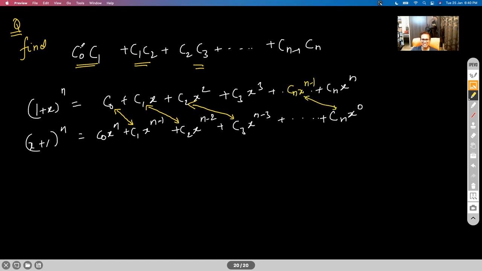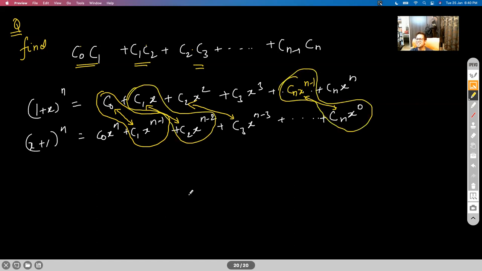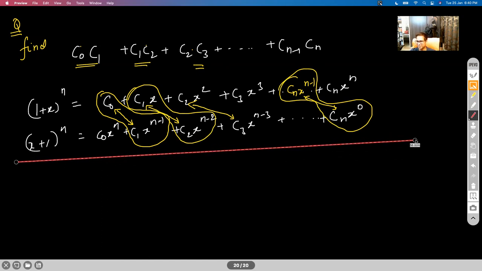this term, this term, this term, or this term, till the last term, is coming with x to the power n minus 1. Do you see that? So if you do a complete multiplication, C0 C1 comes along with x to the power n minus 1. Similarly, C1 C2 also comes with x to the power n minus 1. Yes or no? Likewise, the last term also comes along with x to the power n minus 1. Yes or no?